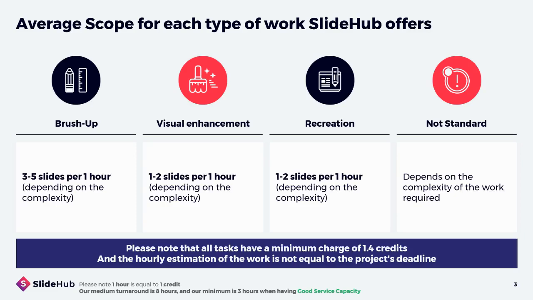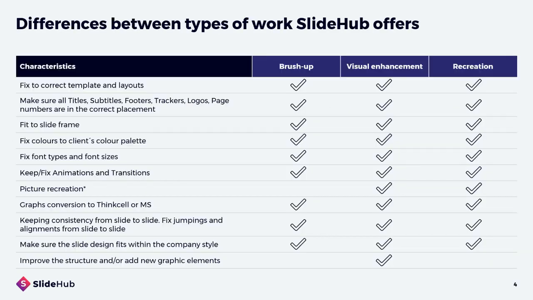In terms of deadline estimations, our average medium turnaround is 8 hours and our minimum turnaround is 3 hours when having good service capacity. We also have links in the description below explaining more what is the service capacity. Here we have a table showing the different characteristics for the different types of work. Please feel free to pause the video to have a closer look.